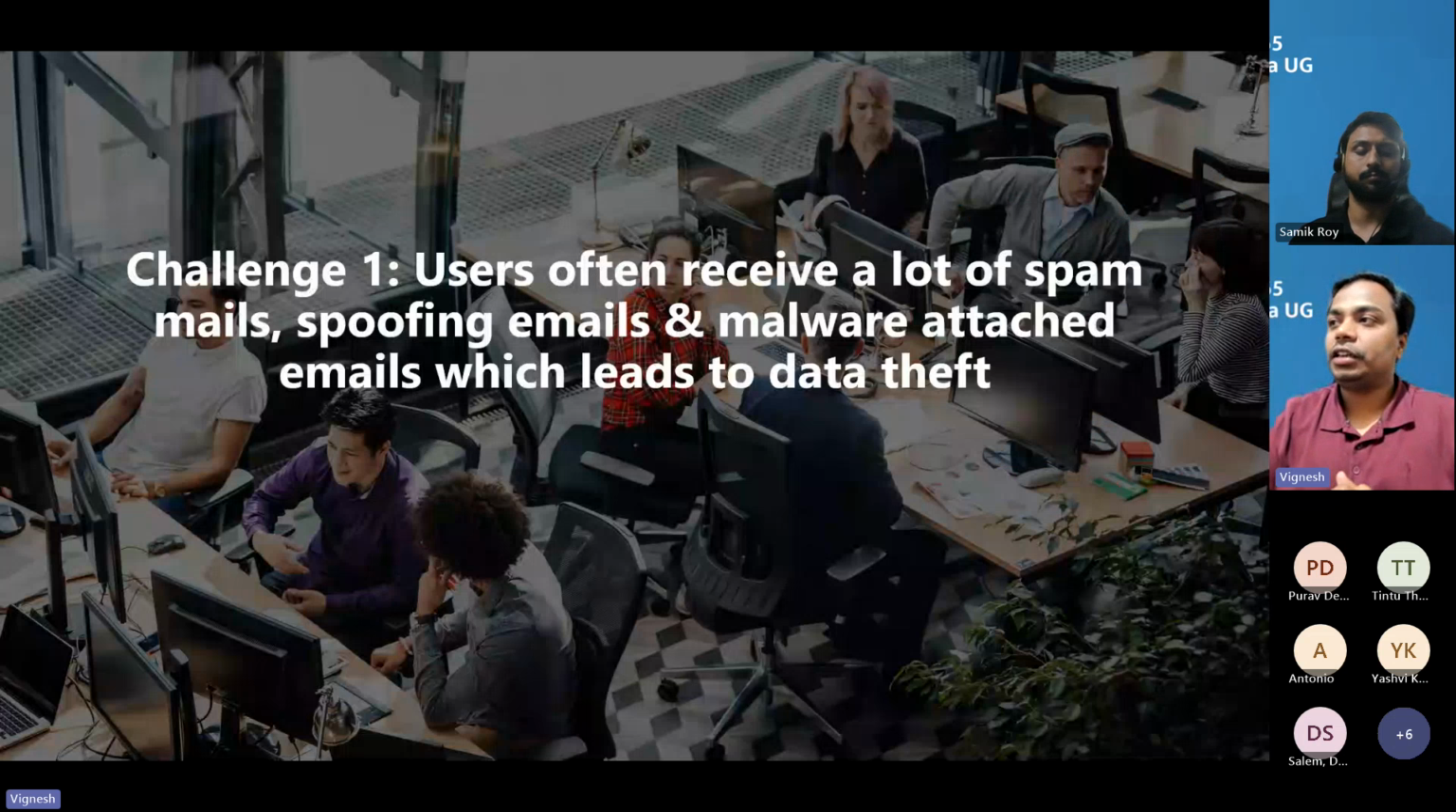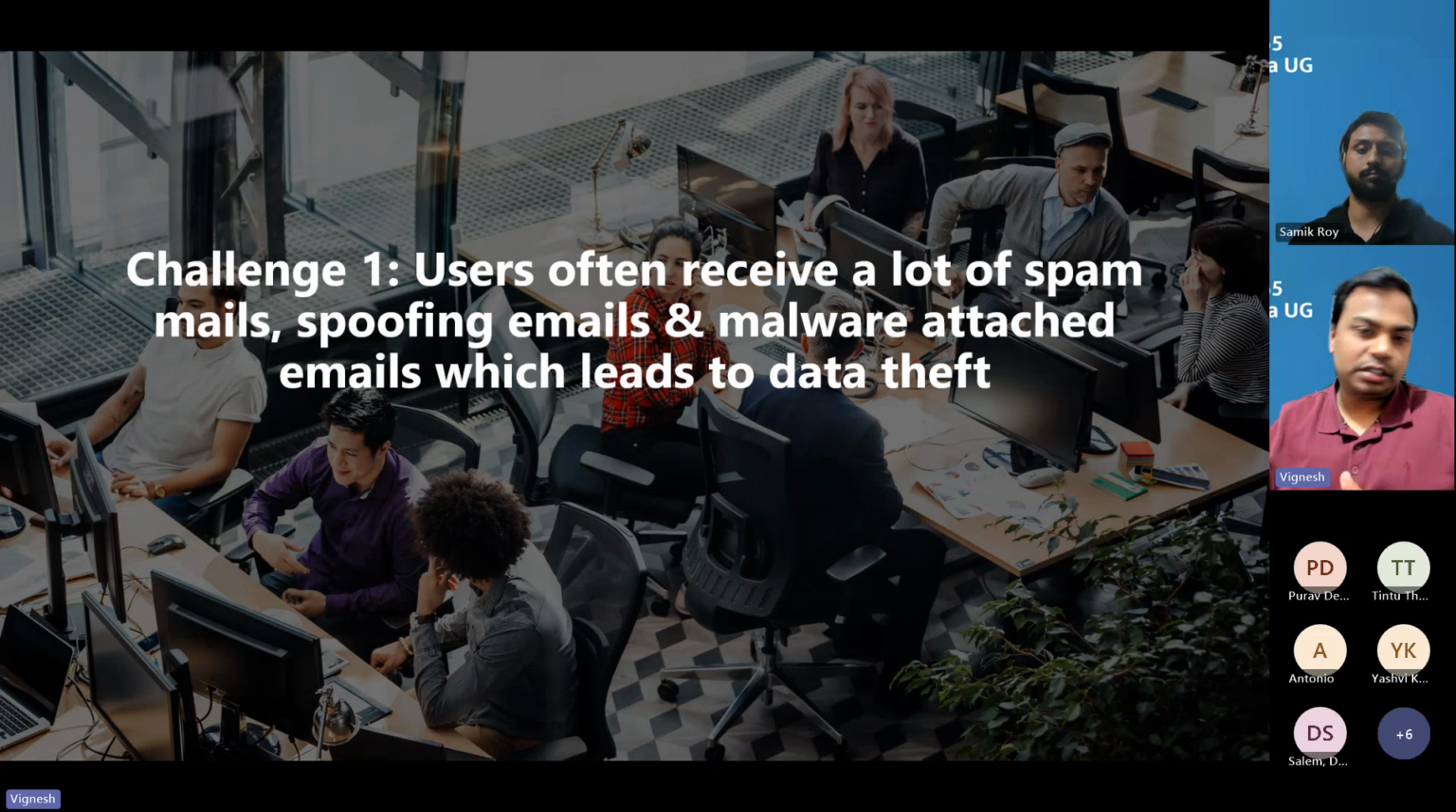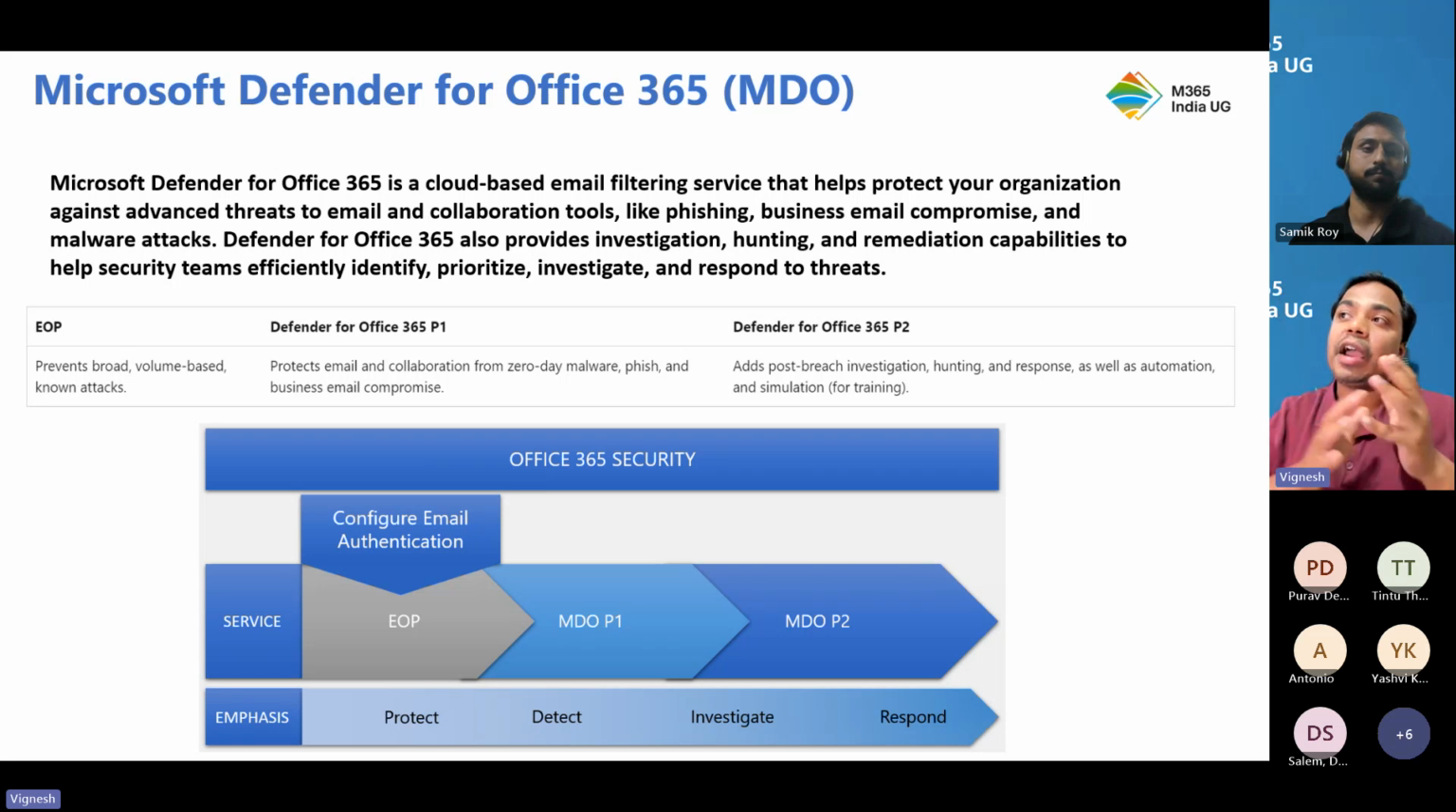So for the very first challenge, users often receive a lot of spam emails, spoofing emails, and malware-attached emails, which leads to data theft. Quite a common scenario which happens even today. You would see this happening in all workplaces, right? So this is a challenge which this organization is facing, and the product which is going to help them overcome this problem is nothing but Microsoft Defender for Office 365, which is called MDO, a component of the Microsoft Defender XDR suite.